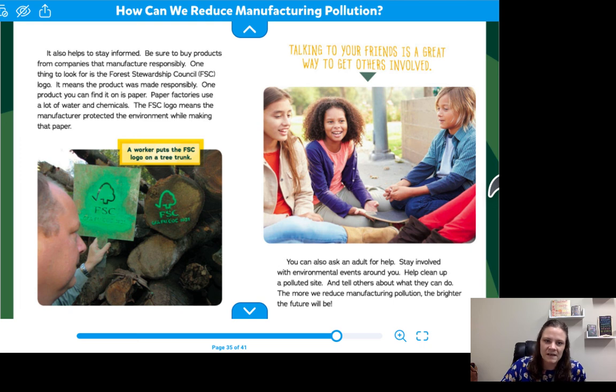One product you can find it on is paper. Paper factories use a lot of water and chemicals. The FSC logo means the manufacturer protected the environment while making that paper. A worker puts the FSC logo on a tree trunk. Talking to your friends is a great way to get others involved. You can also ask an adult for help. Stay involved with environmental events around you. Help clean up a polluted site and tell others about what they can do. The more we reduce manufacturing pollution, the brighter the future will be.